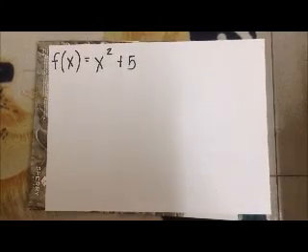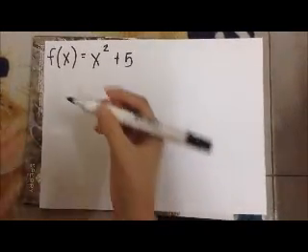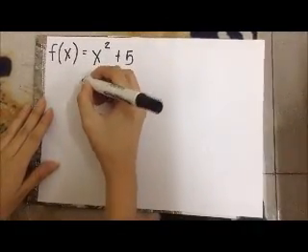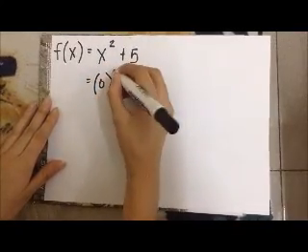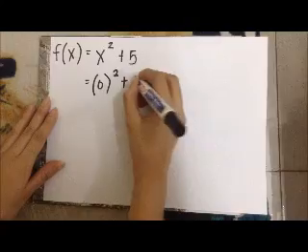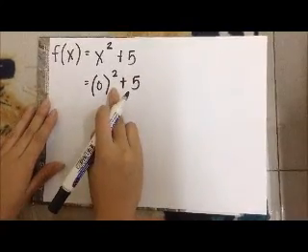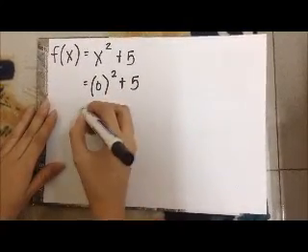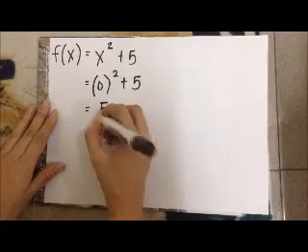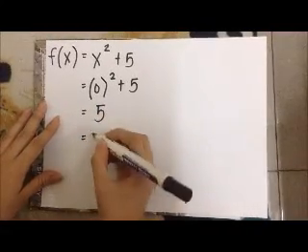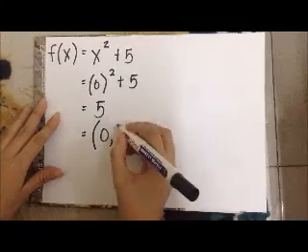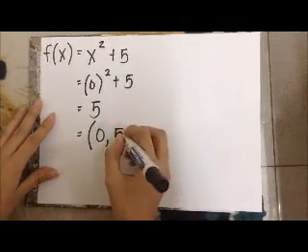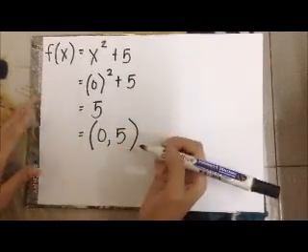So now that we have the value of 0, we can substitute it into the quadratic function. Zero squared is obviously equal to 0, plus 5 is equal to 5. Now, 0 is equal to x, and 5 is equal to y in our Cartesian coordinate plane.